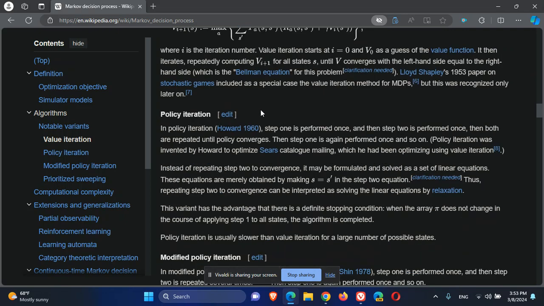In policy iteration, step 1 is performed once, and then step 2 is performed once, then both are repeated until the policy converges, then step 1 is again performed once, and so on. Policy iteration was invented by Howard to optimize Sears catalog mailing, which he had been optimizing using value iteration. Instead of repeating step 2 to convergence, it may be formulated and solved as a set of linear equations. Those equations are merely obtained by making s = s' in the step 2 equation. Repeating step 2 to convergence can be interpreted as solving the linear equations by relaxation.